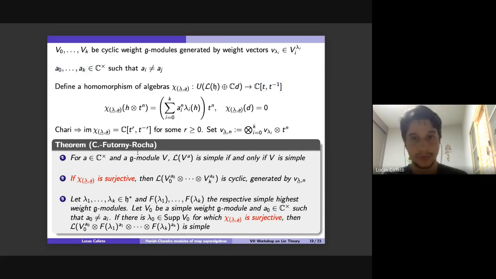And then we have this result. So first of all, for a, any element of C star, and a G module V, we can do the loop module, and this module is simple if and only if V is simple.